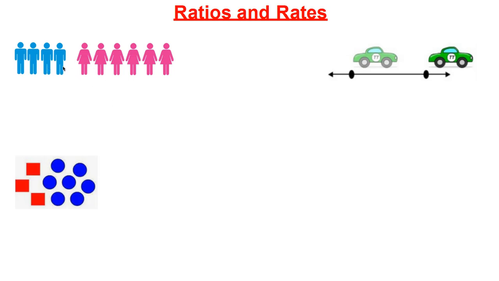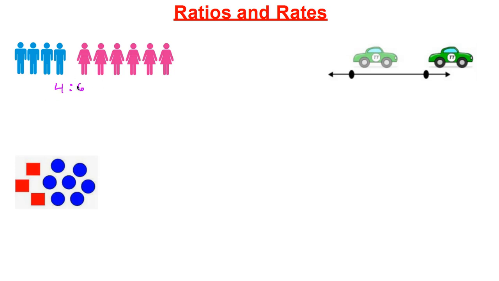So in this case, our unit is gender. We have girls versus boys, or males versus females, and then over here we have shapes. Okay, so we're comparing red versus blue, but it's the same unit. We're still talking about shapes here. Okay, so let's take a look at this. So I could say that there are 4 boys for every 6 girls here, right?